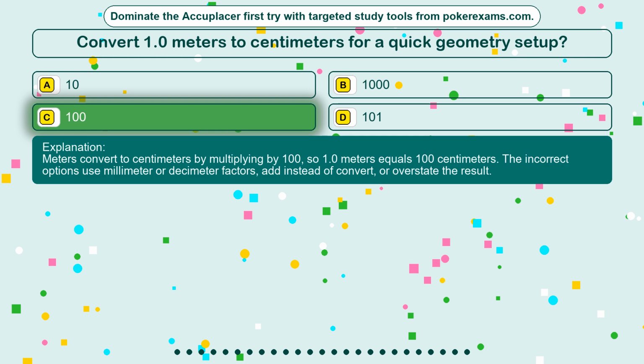Meters convert to centimeters by multiplying by 100, so 1.0 meters equals 100 centimeters. The incorrect options use millimeter or decimeter factors, add instead of convert, or overstate the result.